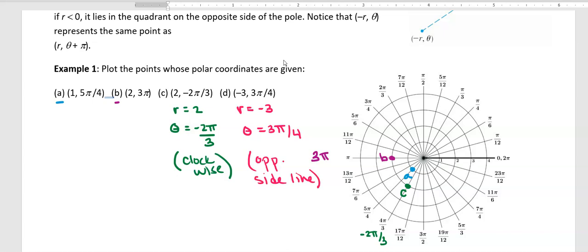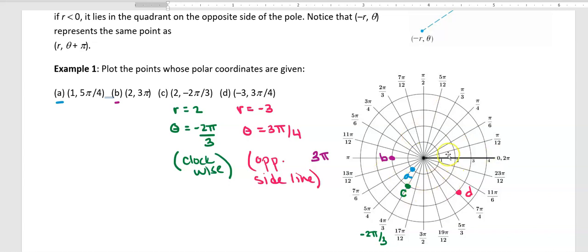So let's find the angle of 3 pi over 4. So 3 pi over 4 would be way over here, and then 3 would typically be 3 circles out, 1, 2, 3, but we're going in the opposite direction. So you actually want to go 3 circles in the opposite side of that line. So 1, 2, 3 would actually put us right over here. So we're going to plot our point right there, and we'll label that point D.